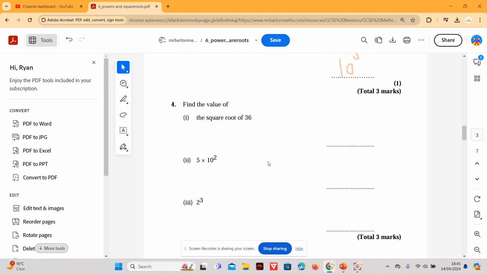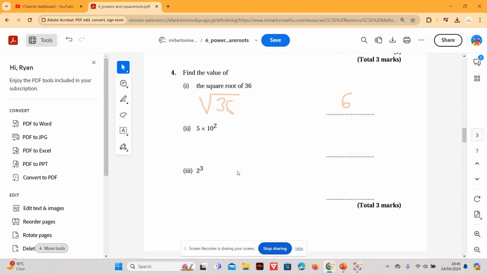Okay, next question. Square root of 36. So square root, just to clarify, is this symbol here. And we're doing it of 36. So that's essentially what I mentioned before. The square root of 36 is 6, because that's when you do 6 times 6, and that equals 36.